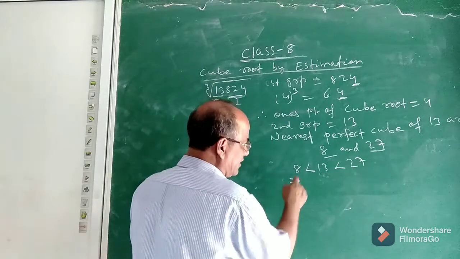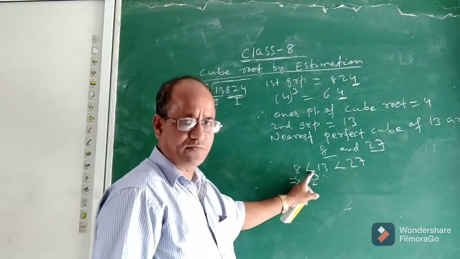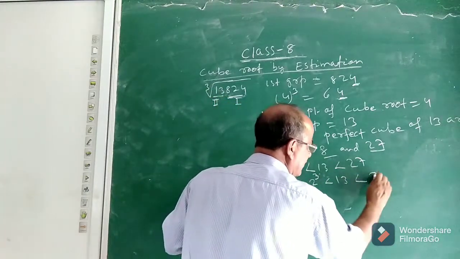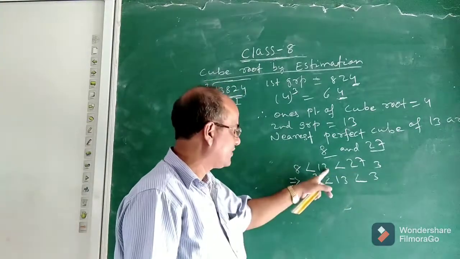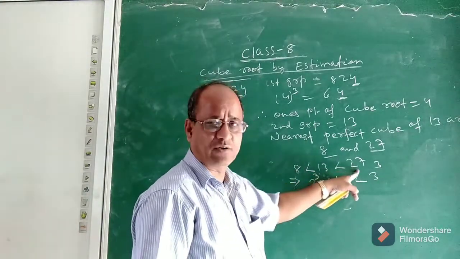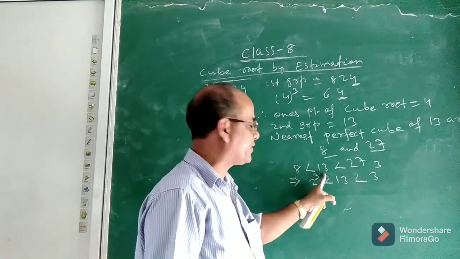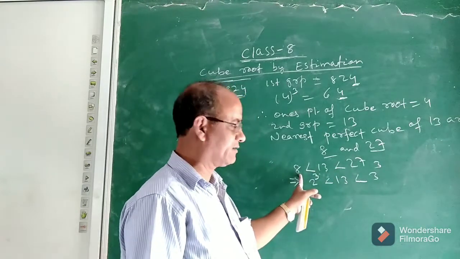What is the next step? You see, this 8 we can write as 2 to the power 3, or 2 cube. Now 2 cube is less than 13, and 27 we can write as 3 cube, 3 to the power 3. So you see, 13 is lying between 8 and 27. Here 8 and 27 are the two nearest perfect cubes of 13. One is smaller, the other is greater than 13.